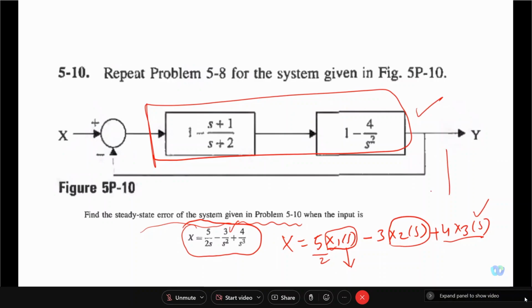Unit ramp input. What is the mathematical model? T square by 2, or t square, or 2 by t square, or what? Quickly.